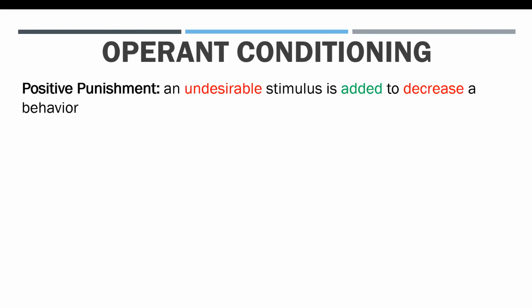Now that we've discussed both positive and negative reinforcement, we'll now learn about punishment. So positive punishment occurs when an undesirable stimulus is added to decrease a behavior. And so again, looking at our symbols, we have an undesirable stimulus that makes us sad. That is added, so we have a plus sign, in order to decrease a behavior.